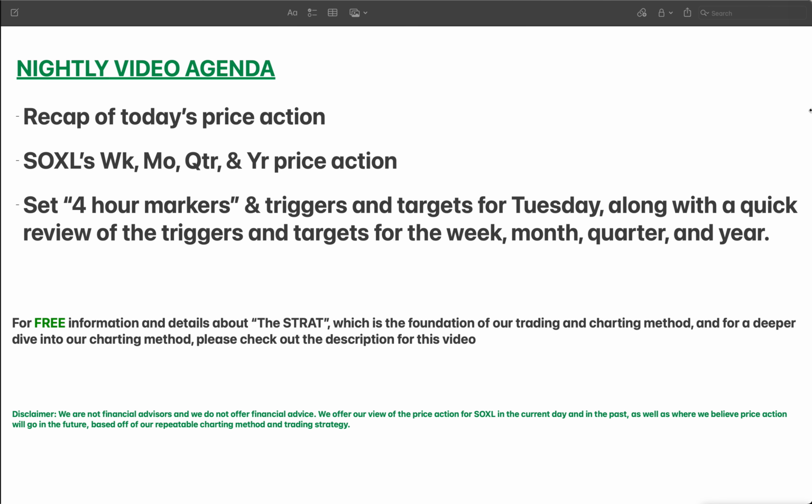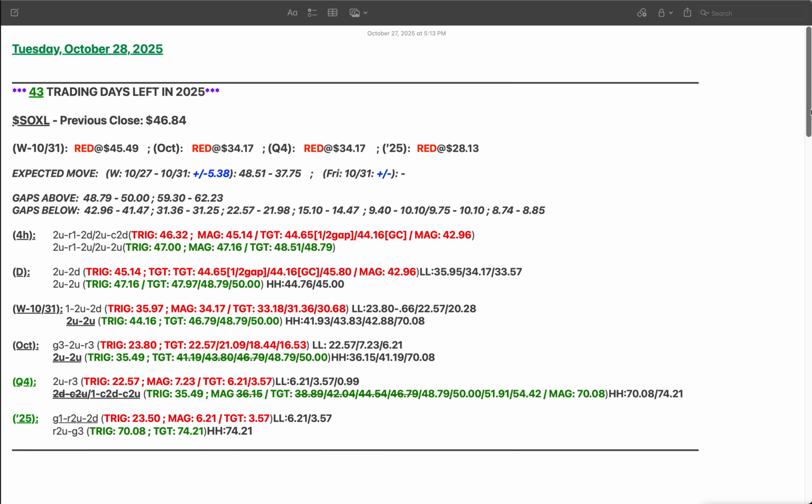So let's go ahead and get into the agenda for today. We'll recap today's price action, then we'll zoom out like we always do and look at the week, month, quarter, and year. Then we'll zoom back in and set our 4-hour markers and triggers and targets for tomorrow, Tuesday, along with a quick review of the triggers and targets for the week, month, quarter, and year.